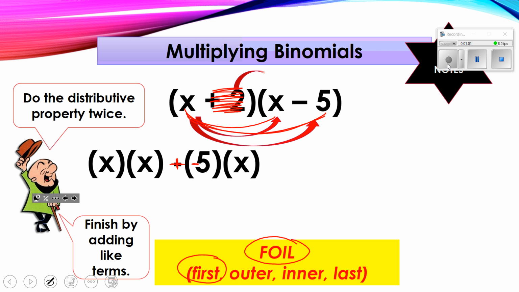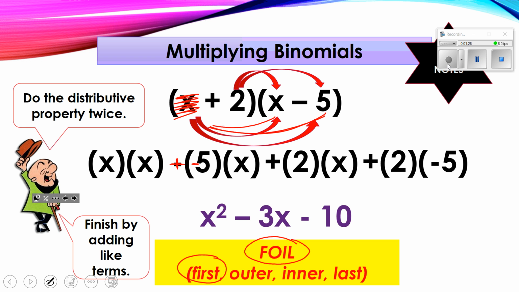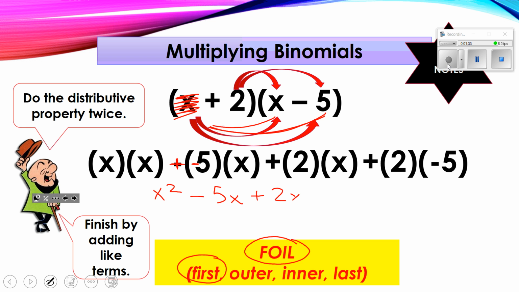Okay. Then we're going to act like the first term does not exist, and we're going to do the distributive property with the second one. So this is called inner terms. The 2 and the x are the inner terms. So we have plus 2 times x. And then we're going to do the last terms, which is 2 times negative 5. When we combine this together, back up a step here. We're going to get x squared minus 5x plus 2x minus 10.